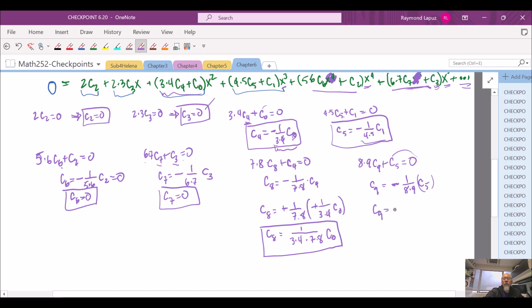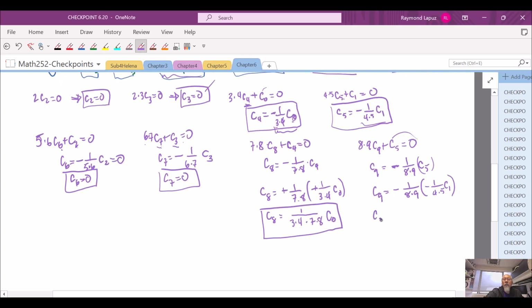is actually equal to negative 1 over 8 times 9 times negative 1 over 4 times 5 c sub 1. Not that it matters, but I could have put the c sub 1 inside the parentheses. Maybe that would be a little bit clearer that that's what we're replacing, c sub 5. So c sub 9 is actually equal to negative, and a negative is a positive, 1 divided by, now we have 4 times 5, there's no 6, there's no 7, we have 8 times 9, and then c sub 1.